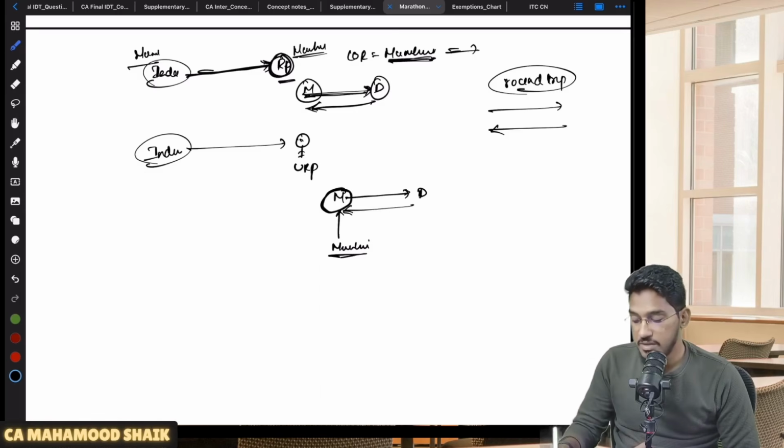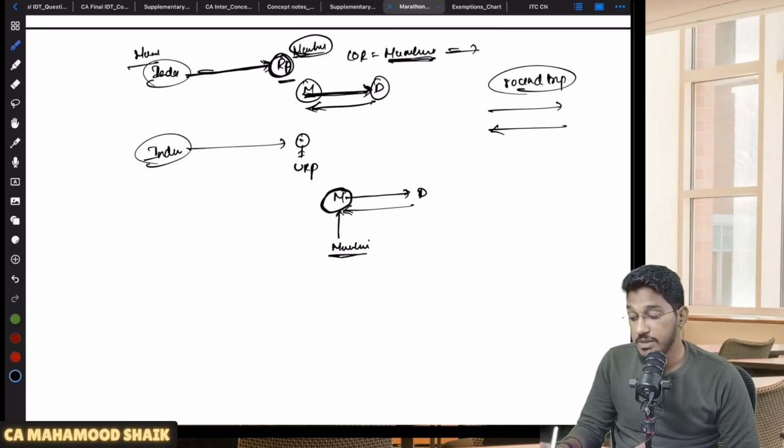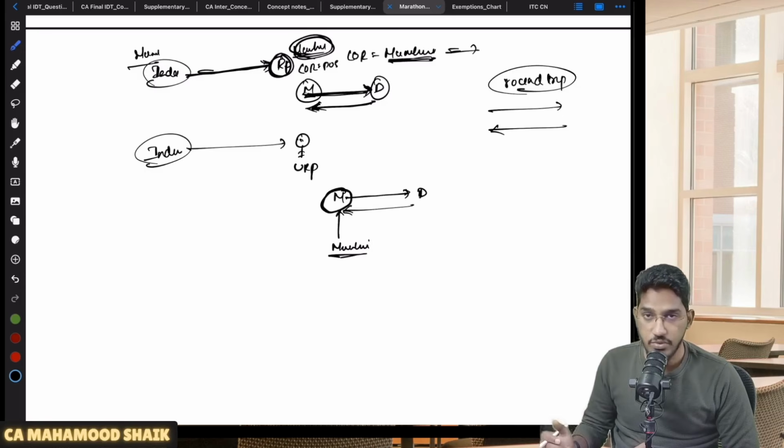Now, if you take the registered person, what will be the place of supply for the Mumbai to Delhi trip? Mumbai only, location of the recipient. What will be the place of supply for the Delhi to Mumbai journey? Once again, Mumbai only. Why? Because here the recipient is a registered person. Always the location of the recipient will become the place of supply. Where you are traveling, boarding, getting down, all that doesn't matter.